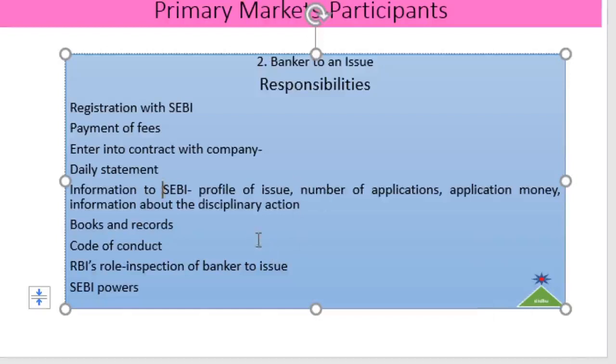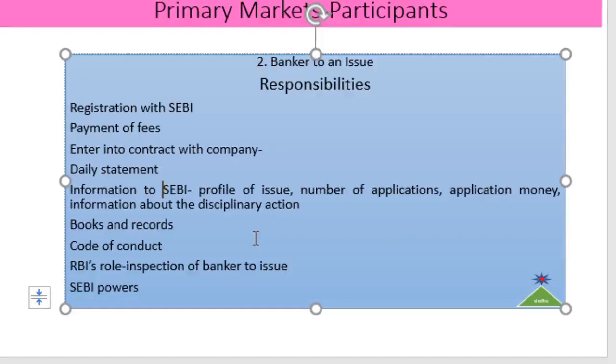Then the fifth one is information to SEBI. That is, provision of information to the SEBI. The information relating to the profile of the issue, number of applications, details of application money received, the date-wise details of application money collected and refunds, etc. must be given to the SEBI.